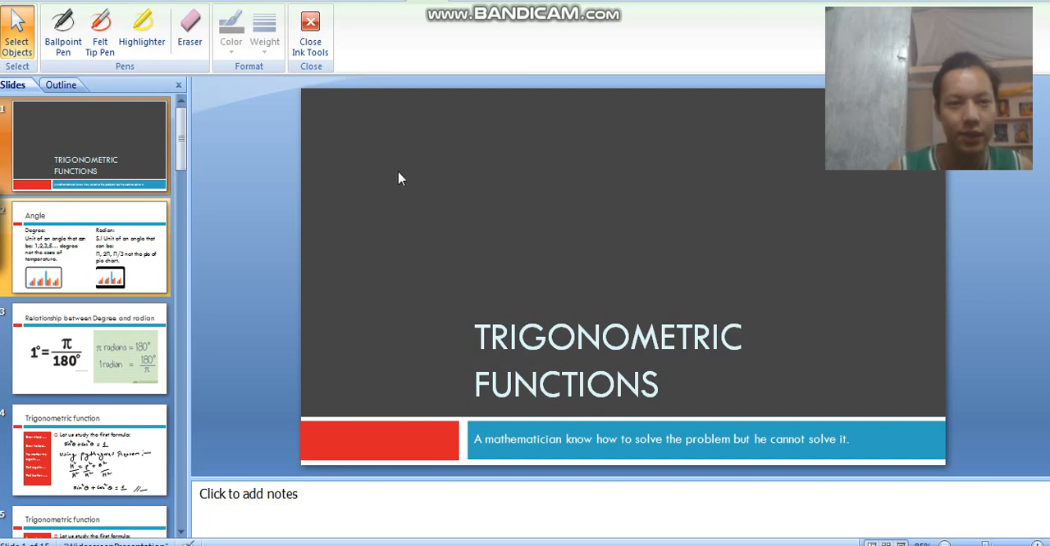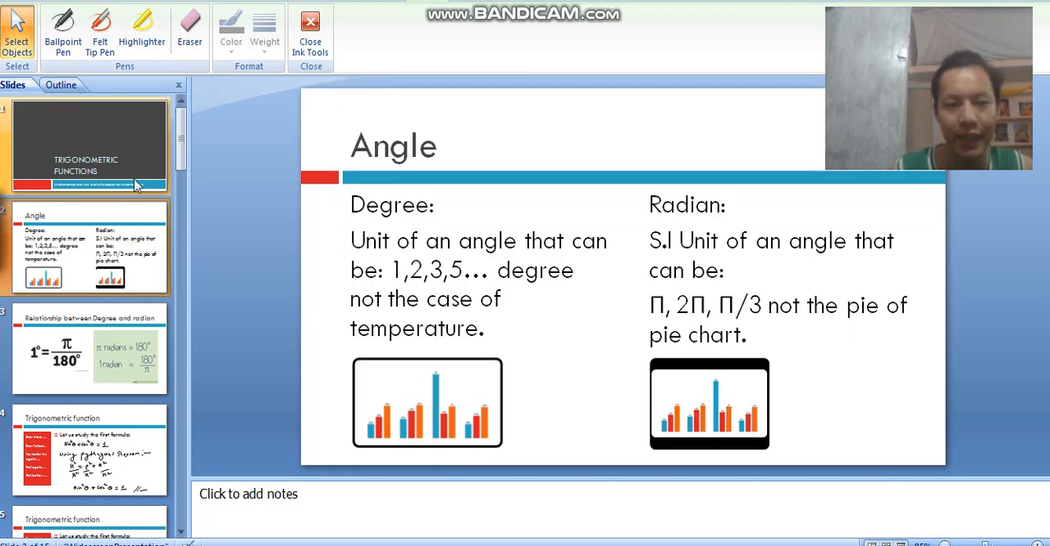And then my second slide here is angle. So can you please tell me what is angle? There are two types of angle, degree and radians, as I mentioned over here. So degree is a unit of angle that can be 1 degree, 2 degree, 3 degree, 4 degree, 5 degree, or 30 degree, 60, 90, and so on. The degree is not the temperature that we're talking about, like degree Celsius, 5 degrees, 7 degrees Celsius. I'm not talking about this. I'm talking about the angle, which is made by lines from its base, right?